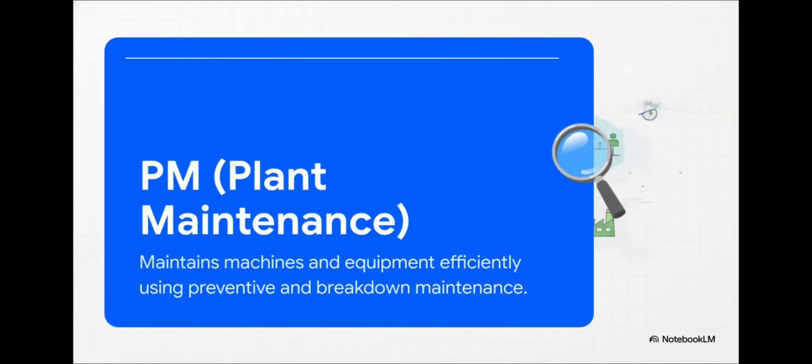Now, while QM is checking the product, PM, plant maintenance, is checking the machines that actually make the product. PM maintains your equipment efficiently. It tracks equipment logs, schedules preventative maintenance so your machines don't suddenly break down, and manages breakdown maintenance for when they inevitably do. It handles everything down to fleet management and gate passes. If a welding machine suddenly goes down, PM knows about it, and production planning can pivot immediately.